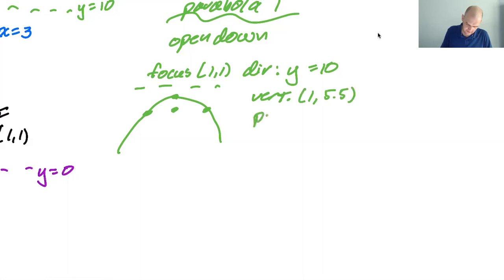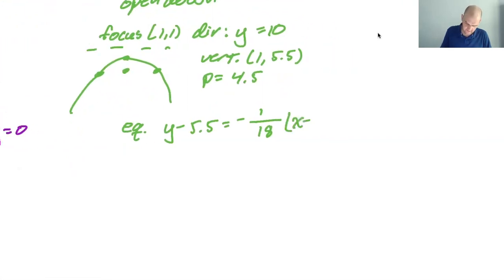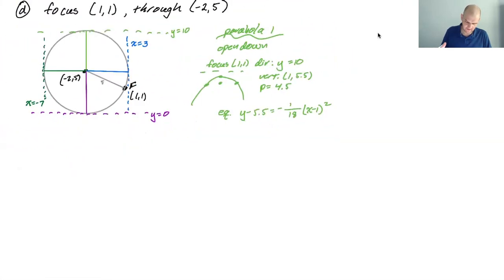P is going to be the distance between the focus and the directrix, which is 9, and it's half of that, so 4.5. All right, so I'm going to write the equation, and not everything, because I think it's a little too much. So this will be y minus 5.5 equals, opening down, so negative 1 over 4 times 4.5, which is 18, I think. It's 16 plus 2, right? So it should be 18. And x minus 1 squared. All right, that should do it.